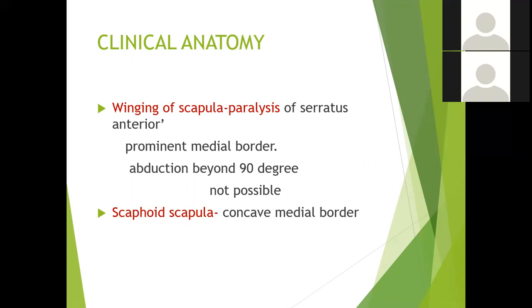This condition is called winging of scapula. In this condition, we can see a very prominent medial border of the scapula. And if the person has winging of scapula, the person cannot abduct his arm beyond 90 degrees. The abduction is not at all possible beyond 90 degrees. Next one, again a congenital anomaly of the scapula, that is scaphoid scapula. What is scaphoid scapula? Again, in the medial border, the medial border of the scapula is not completely formed, and you can see a concave shaped medial border. So these are the important clinical anatomy in this scapula.